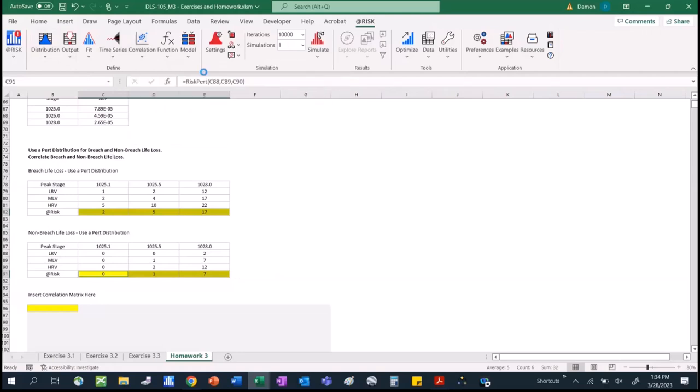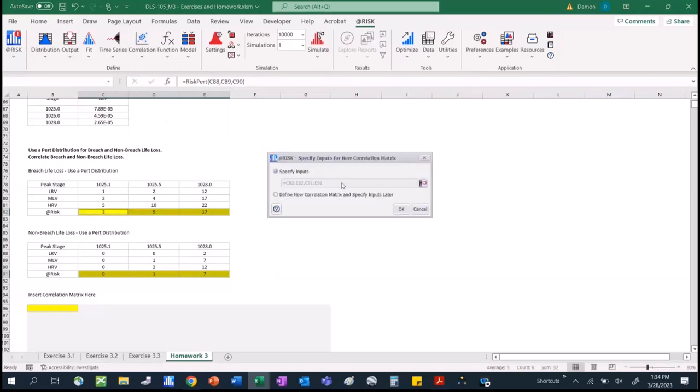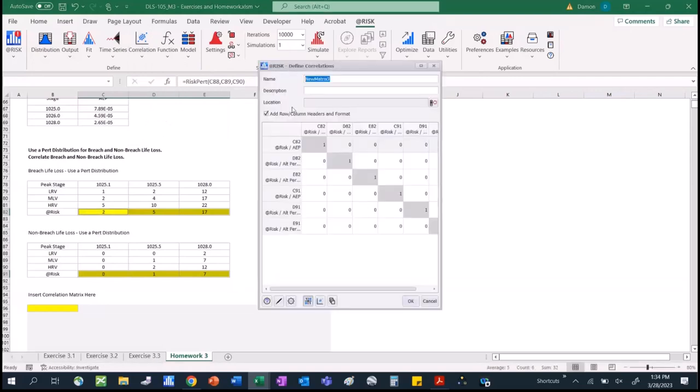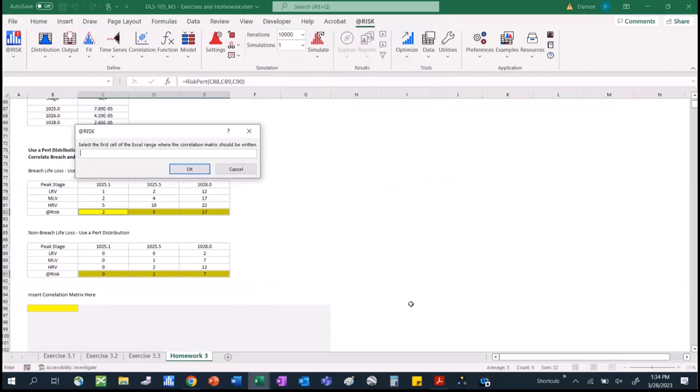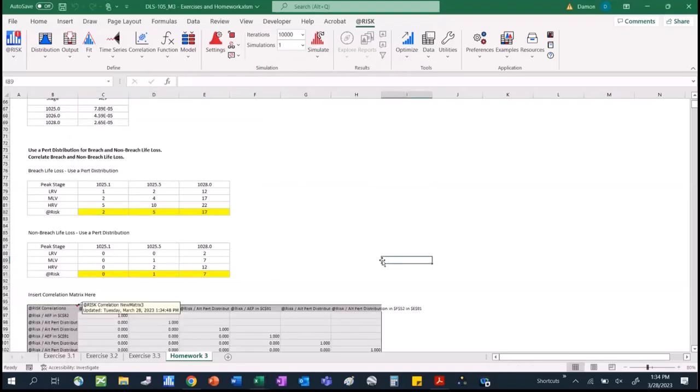So I click Define Correlation Matrix. Click OK. Especially as these get bigger, I recommend making the changes in Excel, and I'll show you a handy way to do it. When we get into RMC QRA calcs, they're already set up to be correlated, but it'll be a 50x50 matrix, and trying to do that by hand is a little time consuming. So I'm going to click OK. I need a place to put my matrix. I'll click that yellow cell and then click OK.